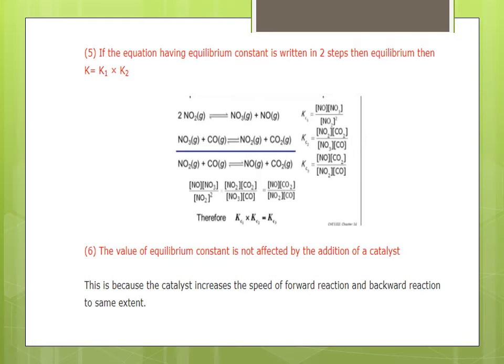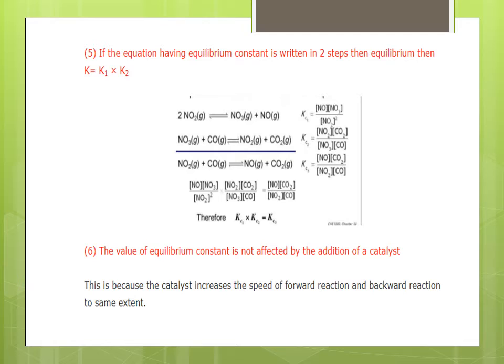Fifth point, if the equation having equilibrium constant is written in 2 steps, then the equilibrium constant K is equal to K1 multiplied by K2. For example, 2NO2 gives NO3 plus NO. Then NO3 plus CO gives NO2 plus CO2. Then overall it becomes NO2 plus CO gives NO plus CO2. Calculating their Kc1, Kc2, Kc3, then Kc3 will be the multiplication of Kc1 and Kc2.